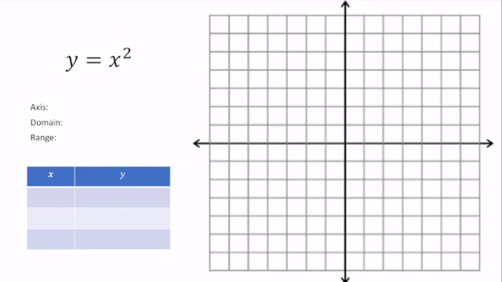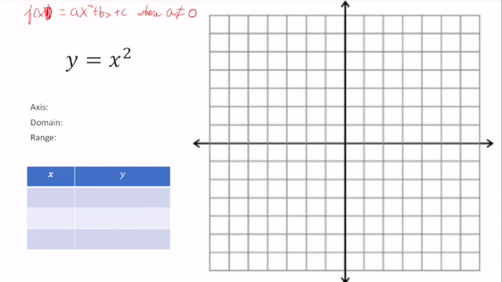Remember, any quadratic formula is of the form f of x, which is also y, right, equals ax squared plus bx plus c, where a doesn't equal 0. So this is our most simple quadratic equation. And remember, the graphs of all quadratic equations are going to look like parabolas. Okay? So I want to go ahead and graph x squared.